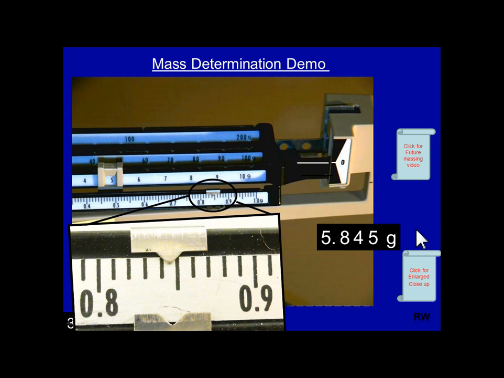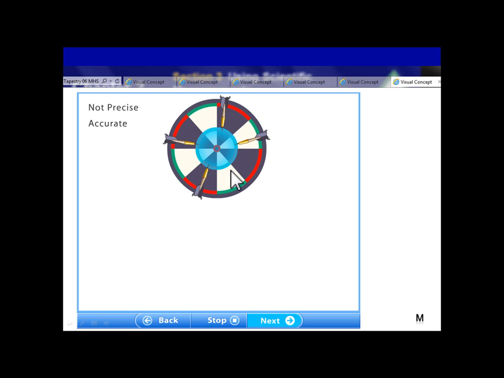The answer is it's not correct in chemistry unless you have units associated with it. So it'd be 5.845 grams. That's an important thing in this course. If you take a quiz for me and you write down 5.845, I'm going to mark it wrong, because it's 5.845 grams.